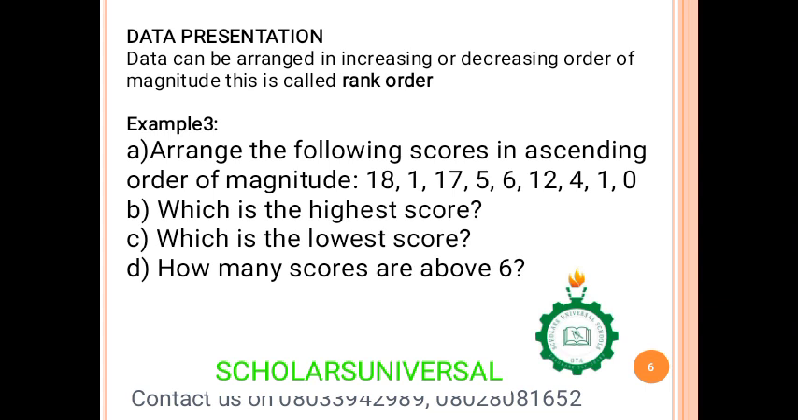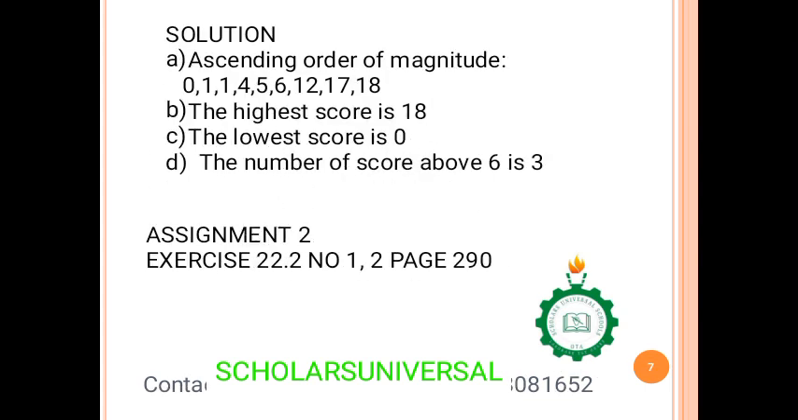That is, you want to arrange it in ascending order, moving from the smallest to the highest. That is the meaning of ascending. When you say descending, it means it's moving from the higher to the lower value. So let's look at how we can arrange all the numbers 0, 1, 1, 0.